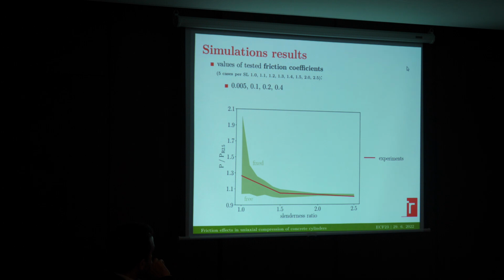So next we proceeded to simulations which actually included the friction effects with the frictional coefficient. So in the graph you can see just the bounds which I showed before for the free simulation and for the fixed simulation. The experimental results are always in red. It's still for different slenderness ratio. So first we tested friction coefficient of 0.4. You can see up to slenderness ratio of approximately 1.1, it is quite similar to the fixed boundary conditions, and then it changes slowly, slightly lower.